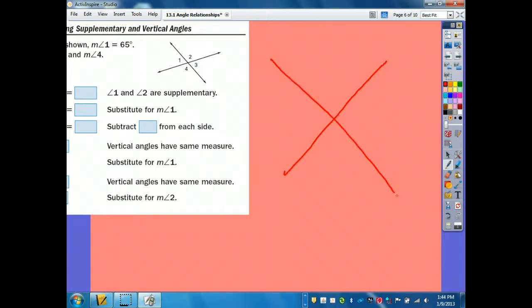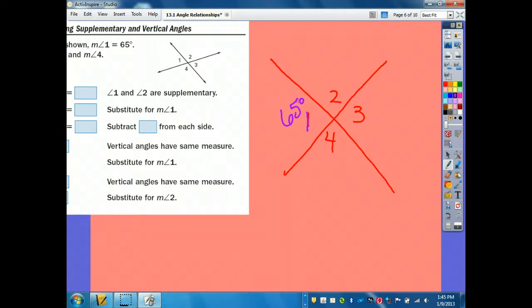We know it's 1, 2, 3. We'll label it the same way they have it: 1, 2, 3, and 4. What do we know by reading the directions to that problem? Angle 1 is 65. Label number 1 as 65 degrees. And by just knowing that one angle, I can figure out all the other 3.